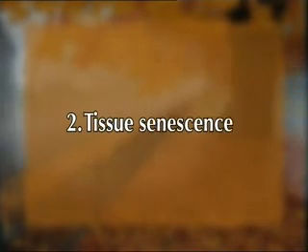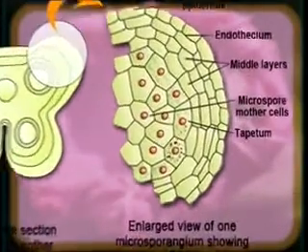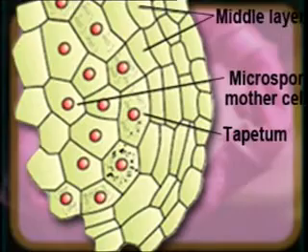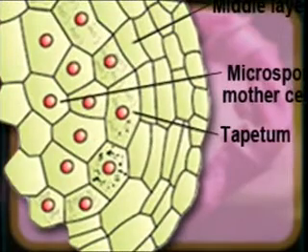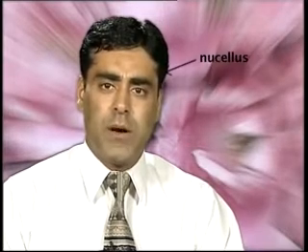Number 2, tissue senescence. In many circumstances, a large group of cells or tissue may degenerate and die. The tapetum, that is the layer of cells that surround the microsporocyte cells or pollens, degenerates, while the nucellar layer next to the growing embryo may also break down. The senescence of groups of cells in particular locations may play a role in leaf morphogenesis.